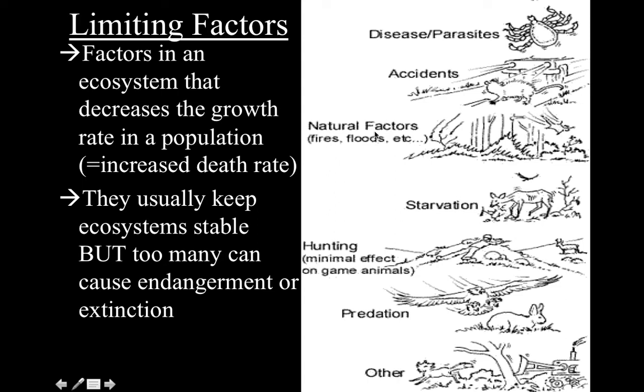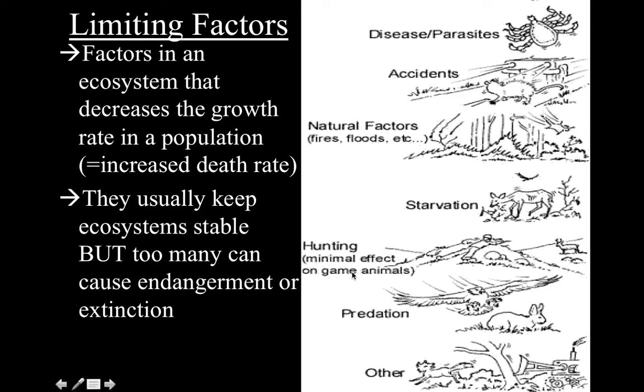Natural disasters are definitely some. If there's a big forest fire, then obviously a bunch of organisms are going to die. So we'll get into that. Starvation, that's direct lack of resources, and that could be water too. So obviously that's going to increase the death rate. Having food and water is definitely a limiting factor. Hunting is, I don't agree with this minimal effect.